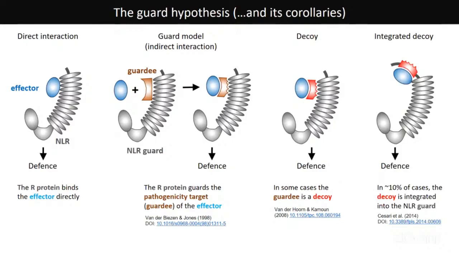And finally, in the integrated decoy, the decoy is physically integrated into the gene of the immune receptor. So you have the decoy and the immune receptor right next to each other, physically next to each other. And that occurs in about 10% of NLR. So 10% of NLR immune receptors have integrated decoys. And this tells us a lot about the types of pathogenicity targets that effectors target.